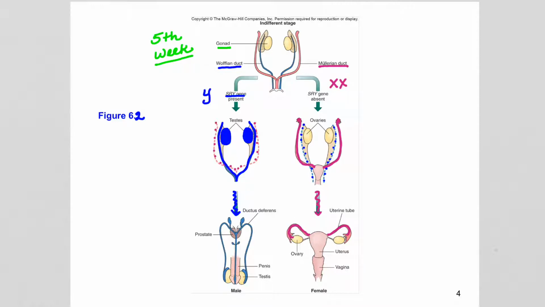The other thing we see is that our gonads, if the hormones triggered by the SRY gene are absent, those gonads go on and become specialized as ovaries.